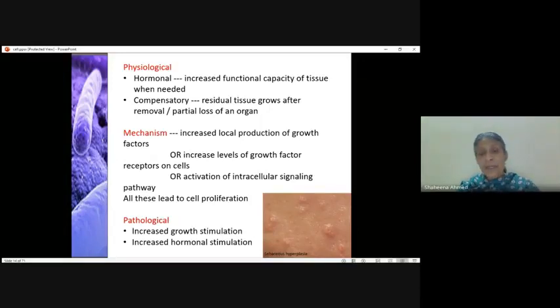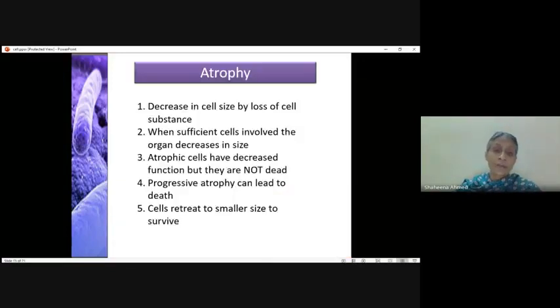Now the mechanisms, they say there are certain growth factors which come into play, and once the proliferation has been completed, when an organ has reached its destined size or its destined shape, what happens then? Then the inhibitory factors get activated and they stop that proliferative process.